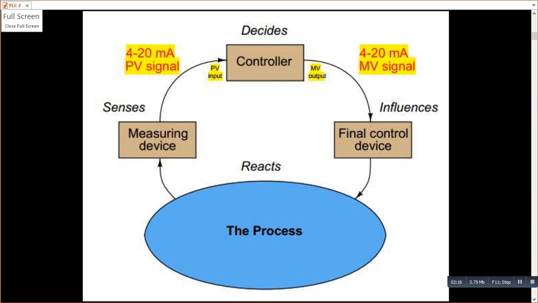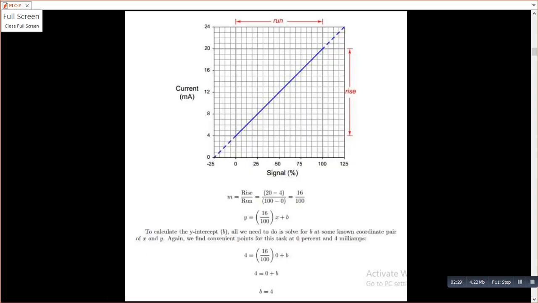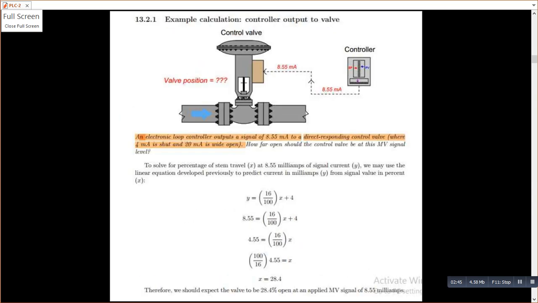So this is how the graph would be, 4 to 20 milliampere on the y-axis, and the signal would be 0 to 100% along the x-axis. So we can write an equation for this whole graph. y is equal to mx plus b. m would be the slope and b would be the y-intercept. Here the y-intercept is 4 and the slope is 0.16. So we get the equation y is equal to 0.16x plus 4.